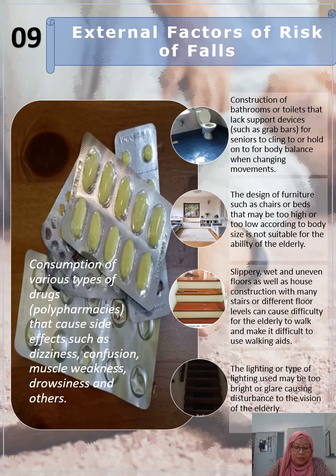Next is the design of furniture such as chairs or beds that may be too high or too low according to body size, which is not suitable for the ability to function among older persons. So again, furniture and chairs need to be according to the size of the body. Next is slippery, wet, and uneven floors, as well as house constructions with many stairs or different floor levels, which can cause difficulty for the elderly to walk and make it difficult to use walking aids.